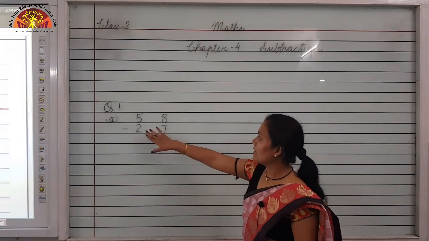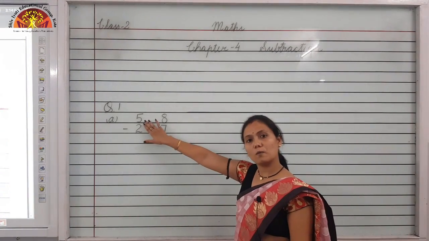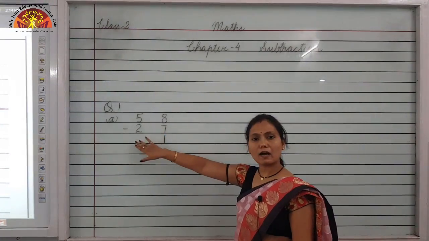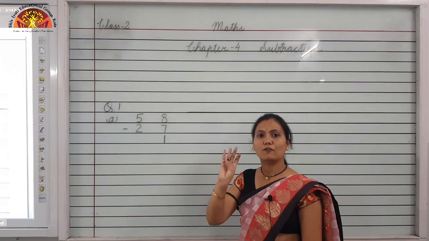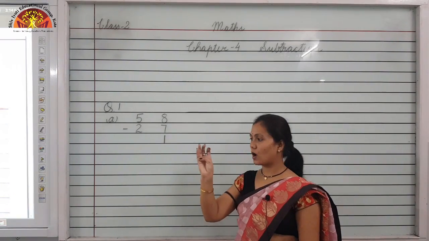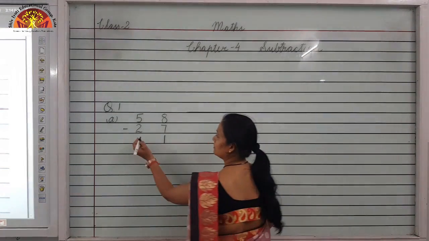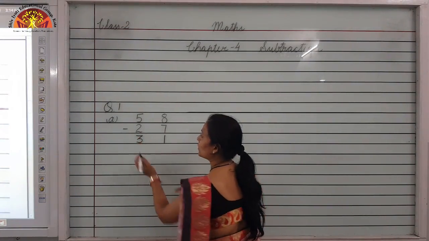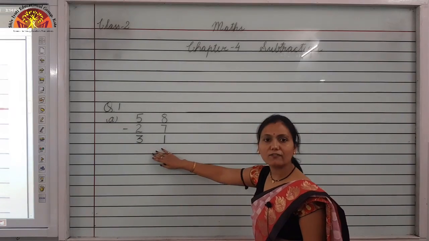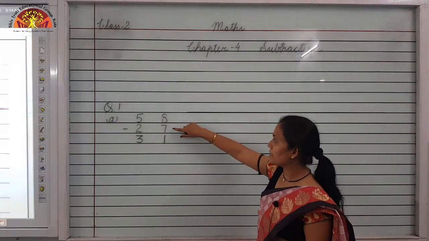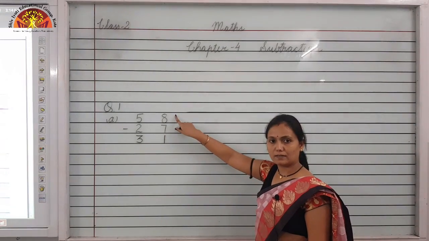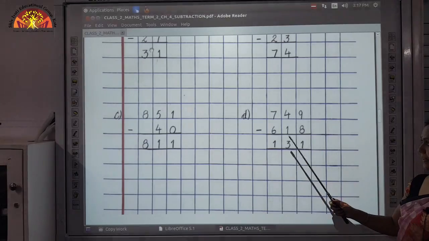Now we have to subtract 2 from 5. So start counting after 2. 3, 4, 5. So how many? 1, 2, 3. So the number is 3. So we get 31 by subtracting 27 from 58. Do the next question, D.